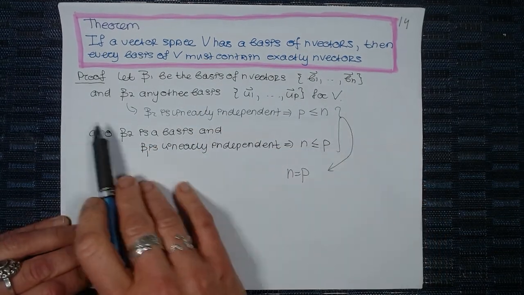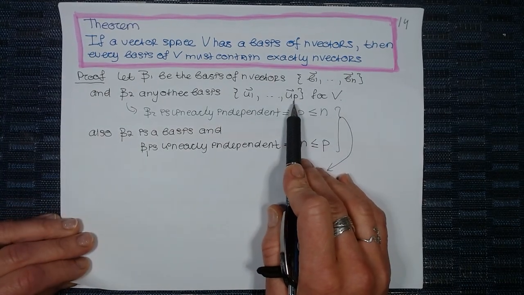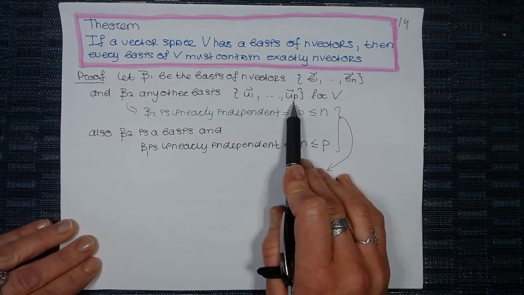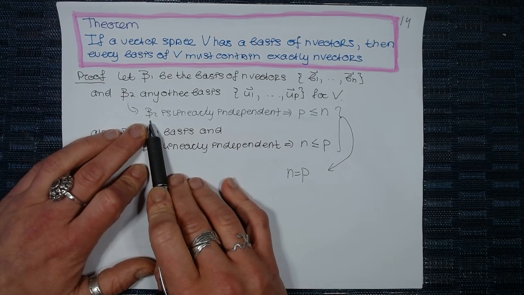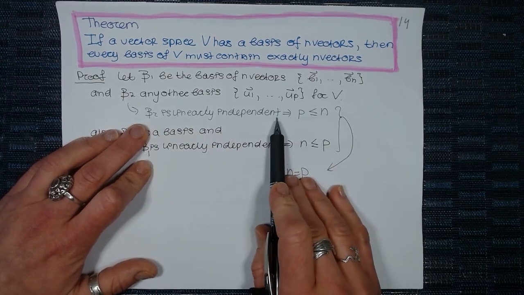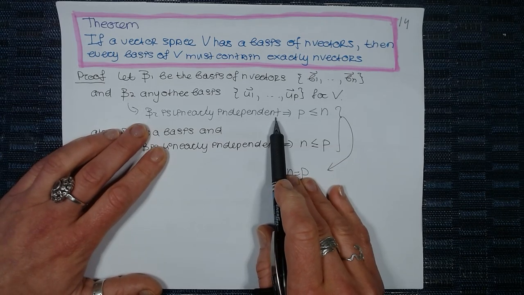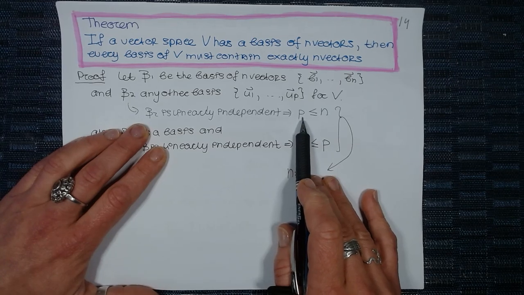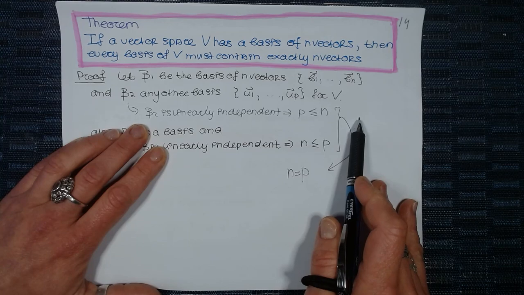And suppose we have another basis of p vectors. For now I don't know what p is, but suppose I do have another basis of p vectors. If it is a basis, my beta 2 is going to be linearly independent. And by the previous theorem, if I have an independent set of vectors in a vector space of dimension n, then the number of those vectors has to be less than or equal to n, because if it is greater than n, then my set would have been linearly dependent.